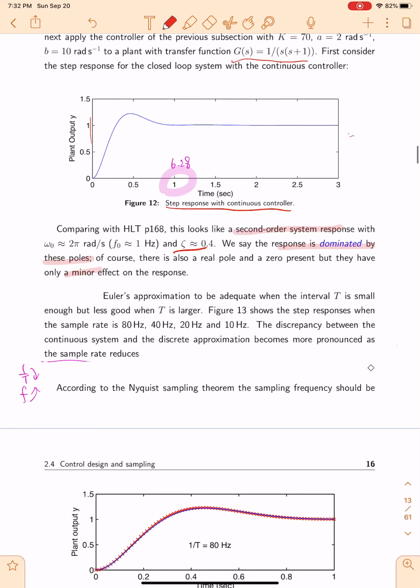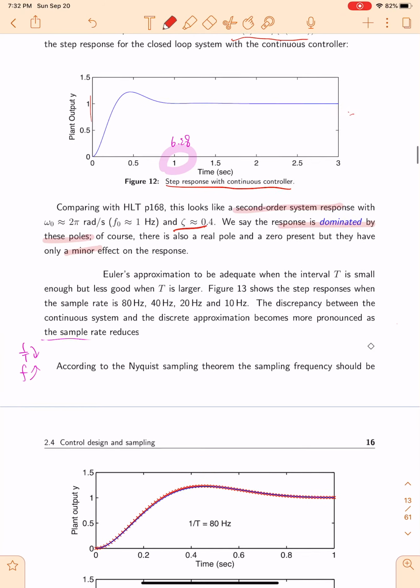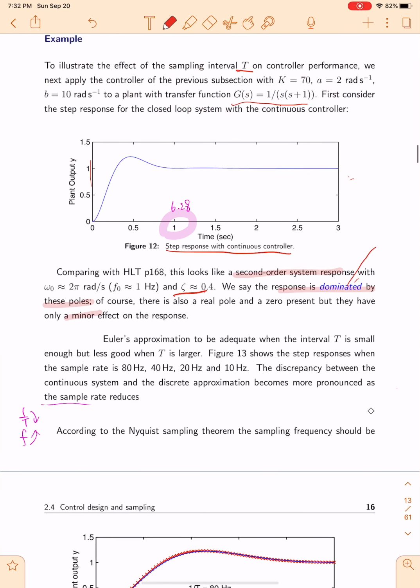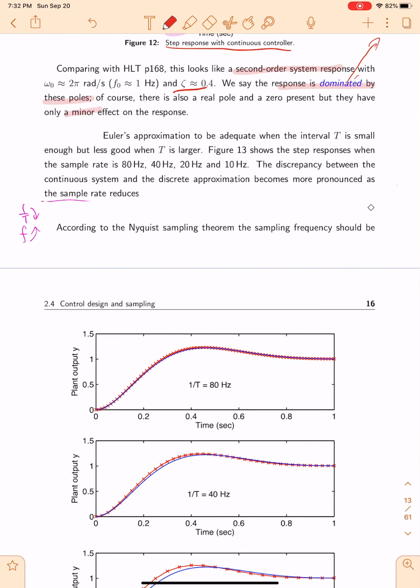We see the response is dominated by these poles. Dominant poles, it's good to revise the control system to understand these concepts. Euler approximation would be adequate when t interval is small enough, but less good when t is large. These sentences are important because in exam we will sometimes be asked what is your assumption when you use this approximation.